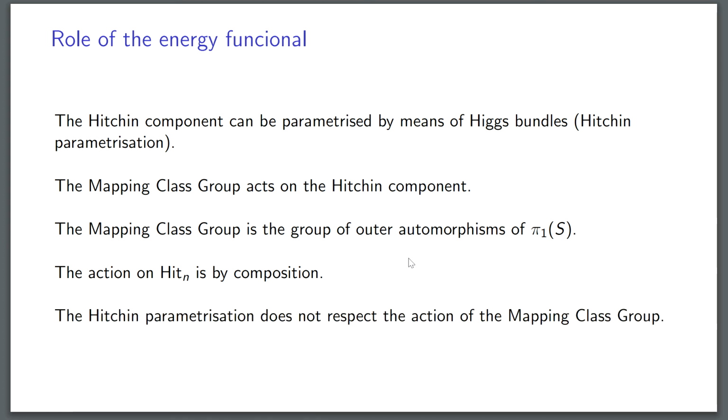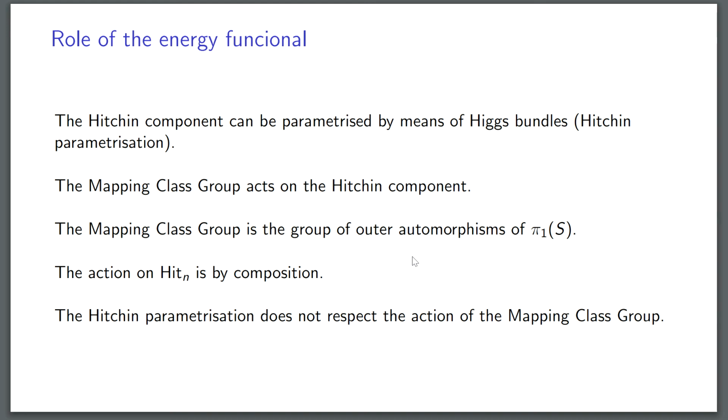And then the annoying thing is that the Hitchin parameterization, which is very useful to study these components, does not respect the action of the mapping class group. And this is a little bit sad, because it's very interesting to consider the quotient of the Hitchin components by the action of the mapping class group, similarly to how it's interesting to study the quotient of Teichmüller space by the mapping class group, which is the moduli space.